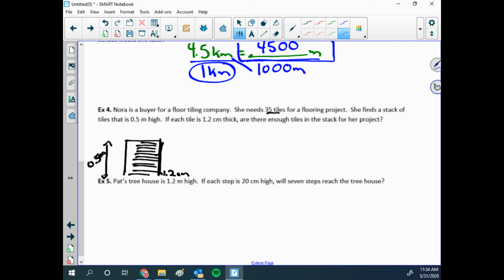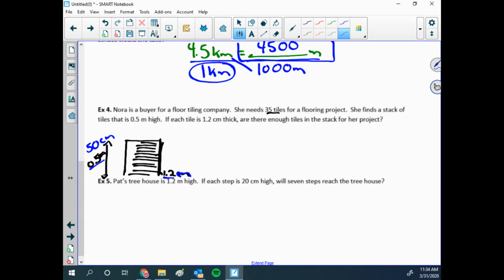Now, maybe you can see what the issue with this question is: I have two different units here. If you ever run into a word problem where they're saying compare these two things, if they aren't in the same units, it's next to impossible to compare unless you really understand measurements, right? So this 0.5 meters, I know, that's half a meter, that's 50 centimeters, right? And each tile is 1.2 centimeters thick.